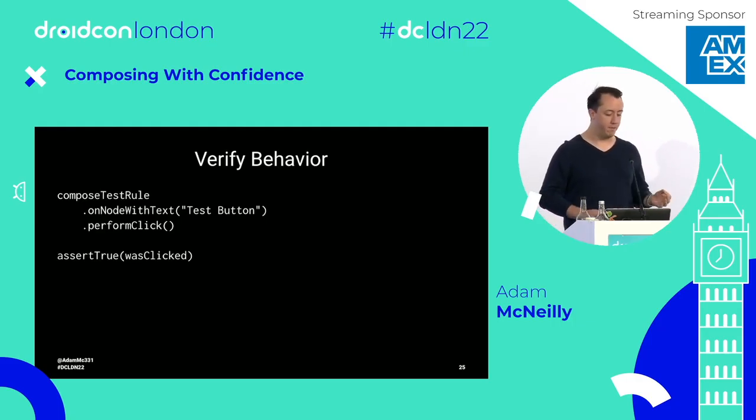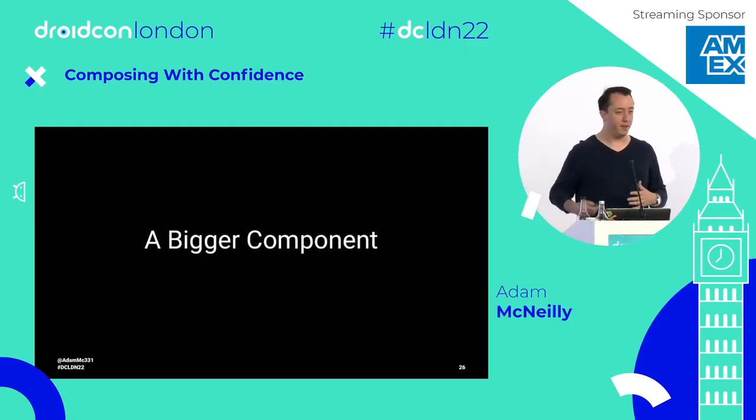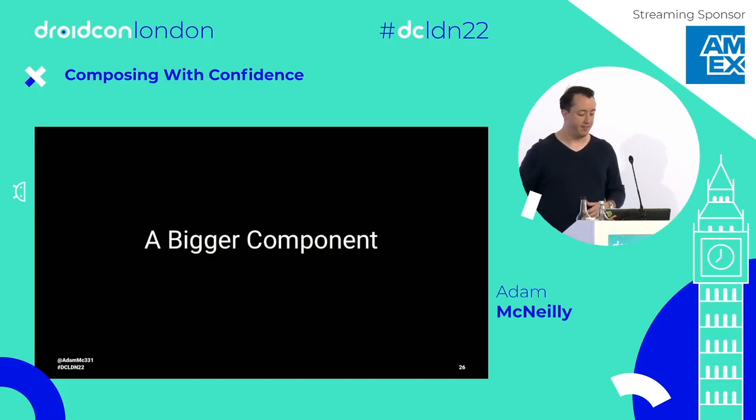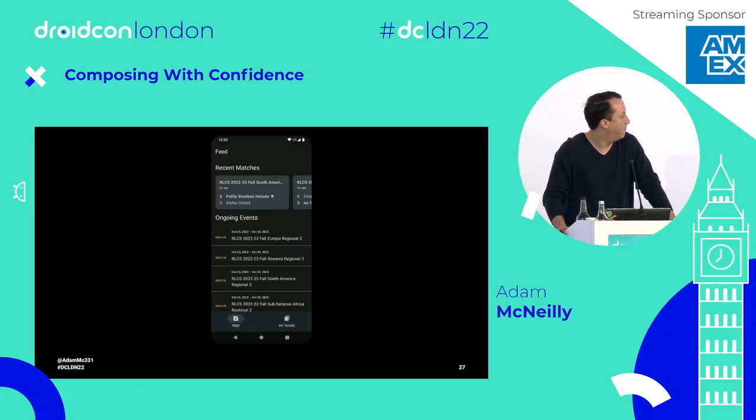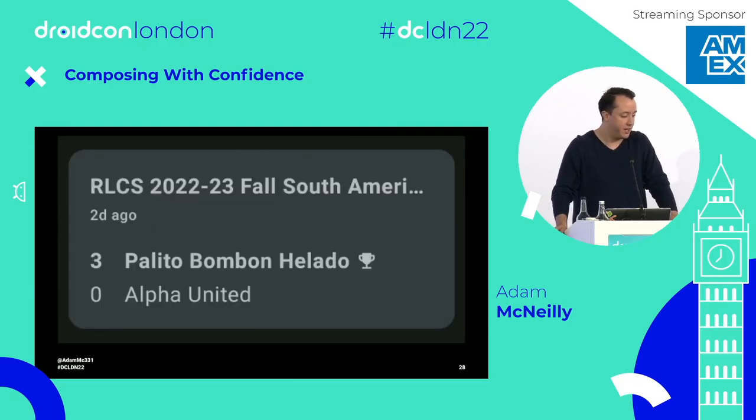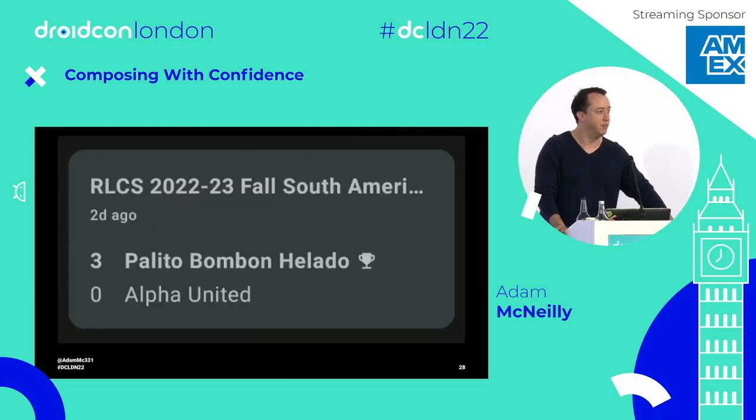So let's take it a little step further and maybe look at another slightly bigger component that we might want to test. This is a screenshot from a sample app that I work on every once in a while. I call it Pocket League, which is very washed out by the light, but it's an esports results tracking app. And it's got this feed of recent matches, and that's what I want to talk about. There's this card here that shows you a recent match between two teams.